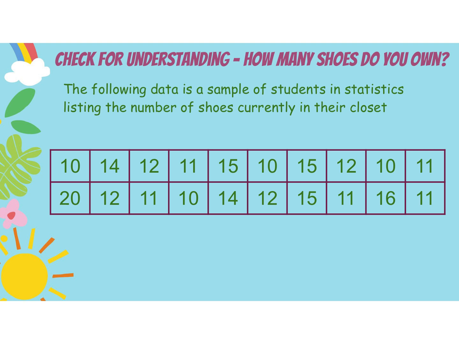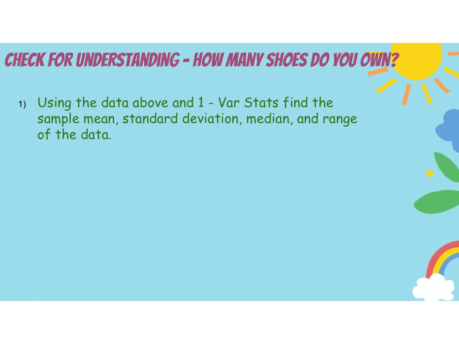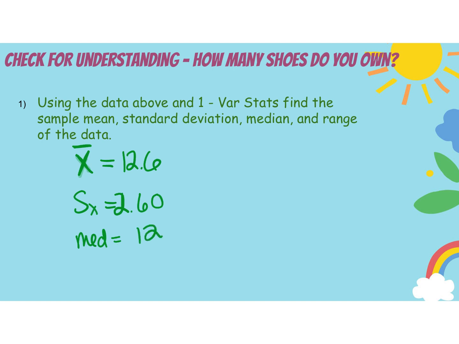Okay, hopefully you got a chance to try the problem. If we look at our answers, and we wanted to take it out to the hundredths place, 2 decimal places, our x bar should be 12.6. Our standard deviation should be 2.60. Our median should be 12. And our range, max minus min, should be 10.